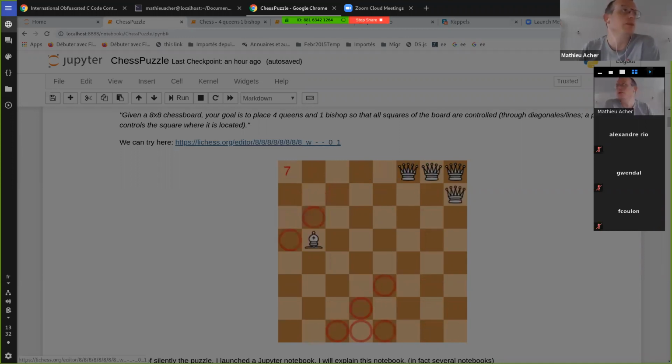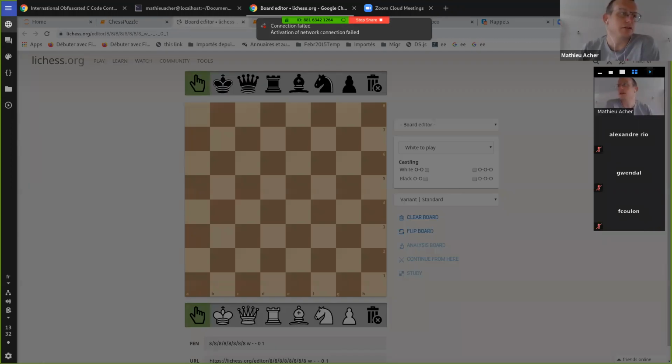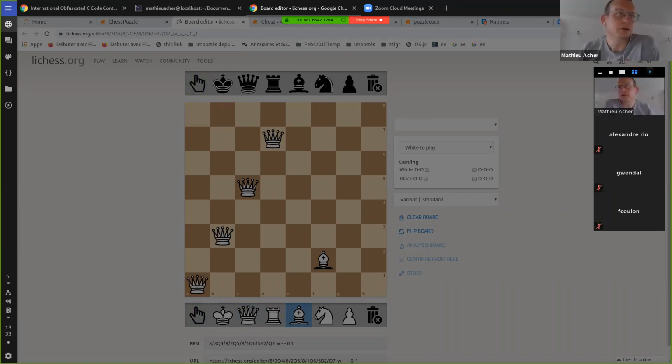So we can play with light chess, right? So you can start like that. And then you can realize that some pieces are not well placed, like this square.